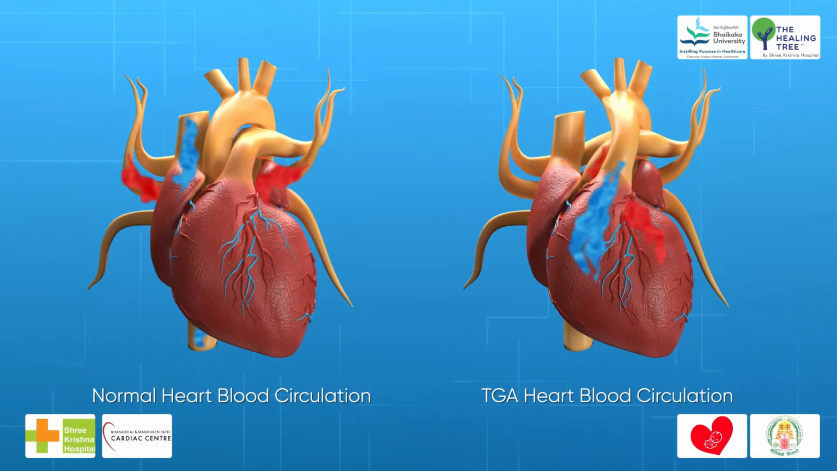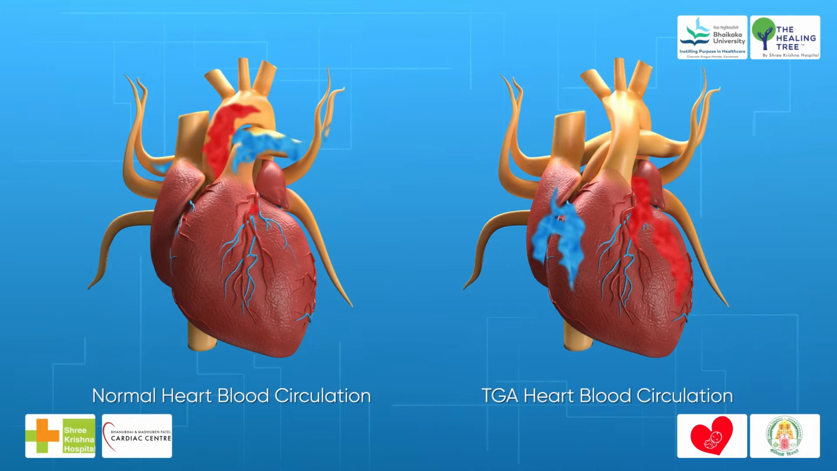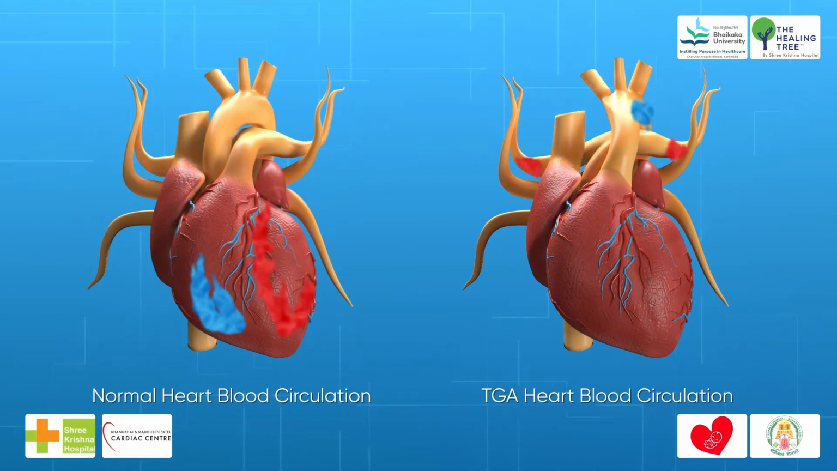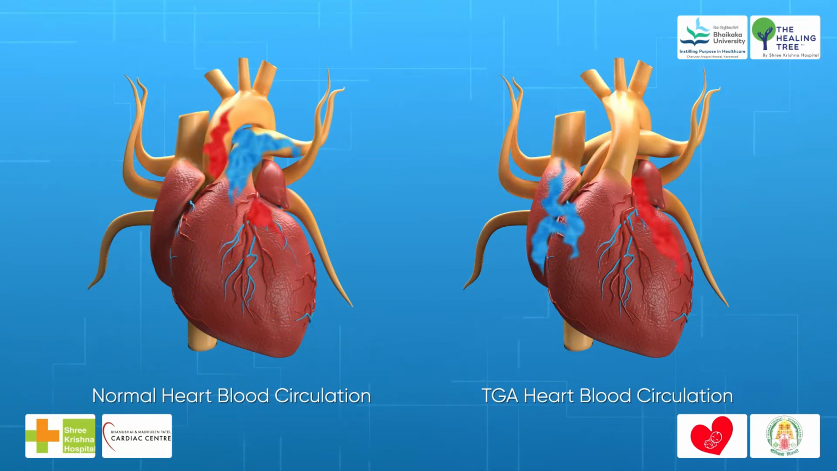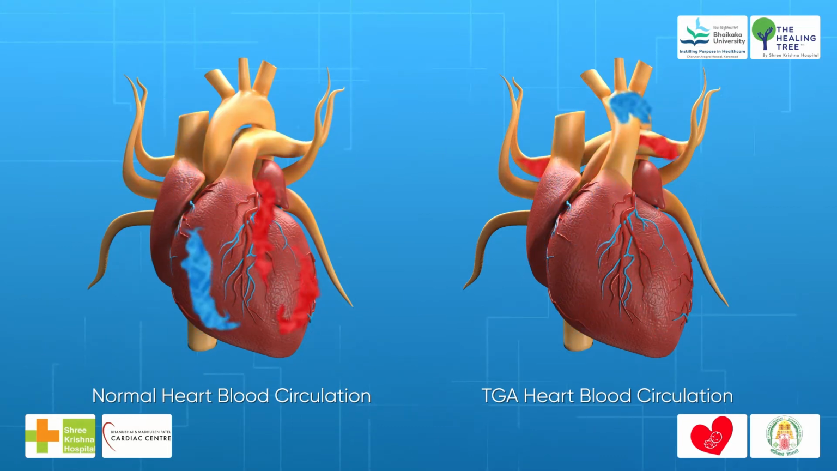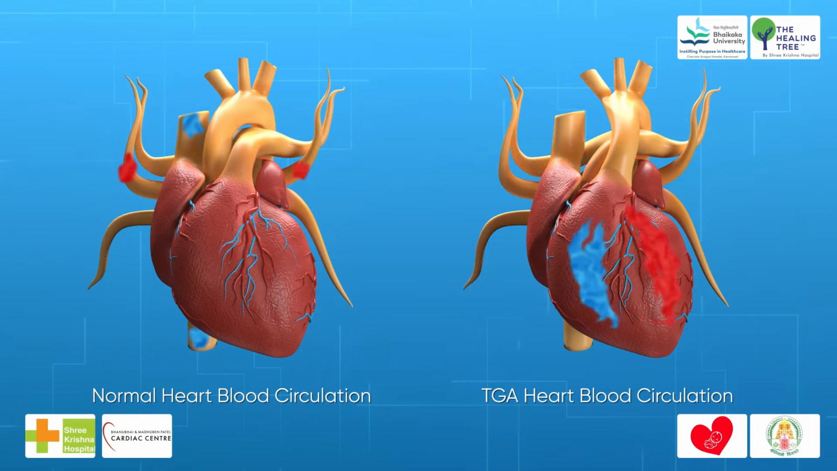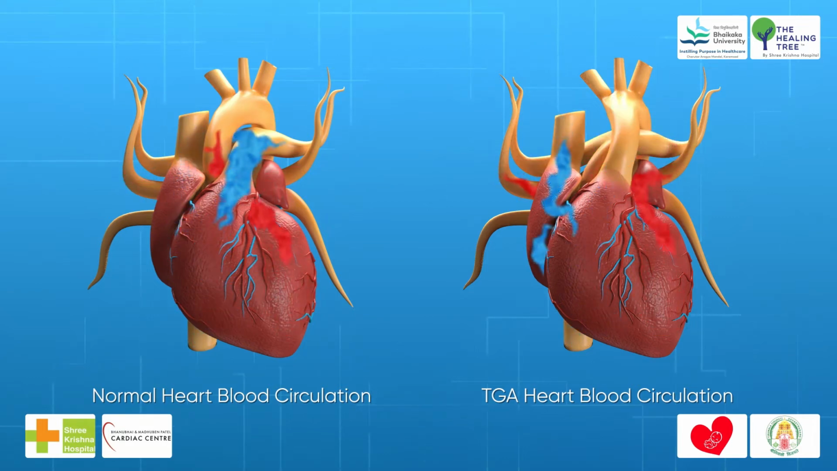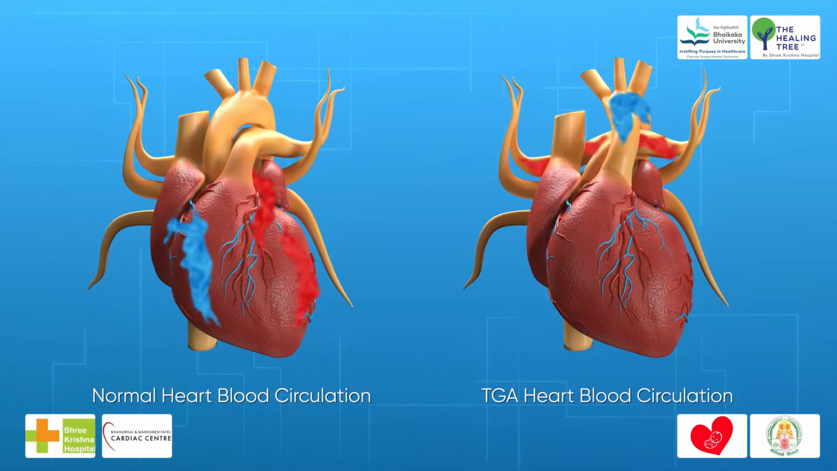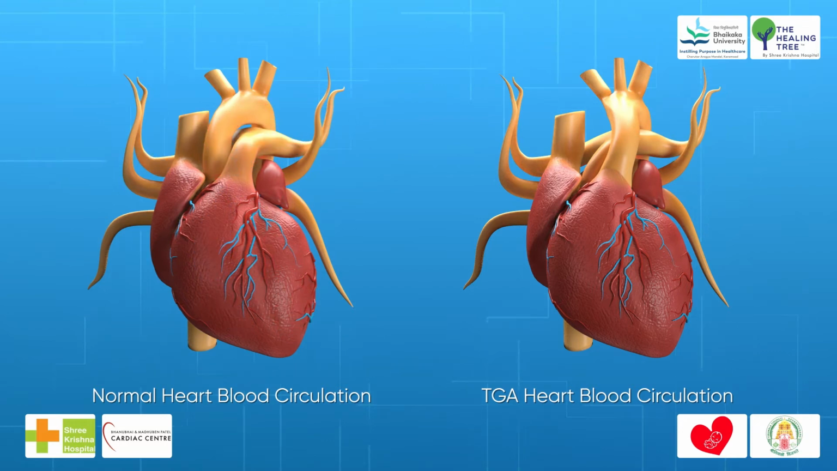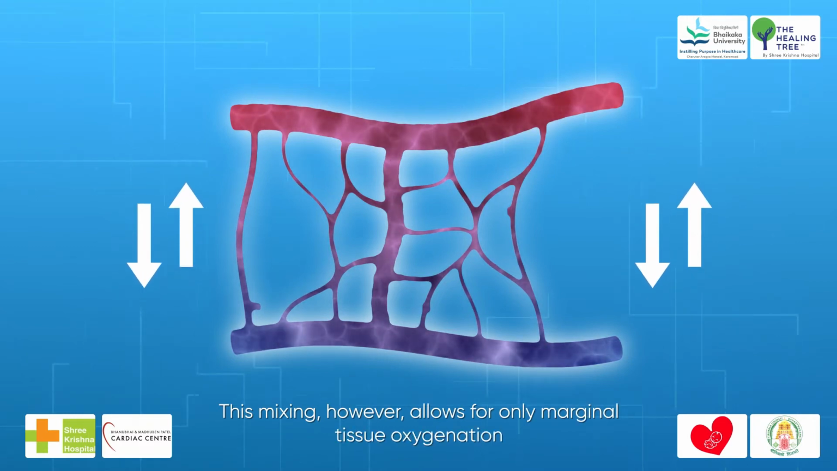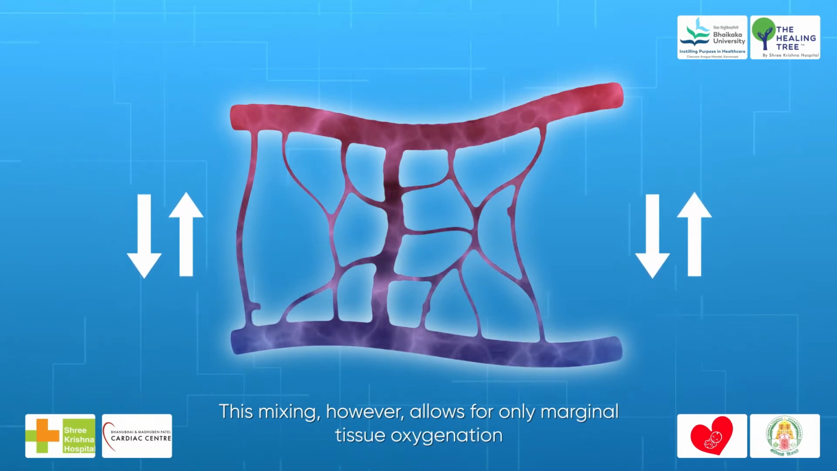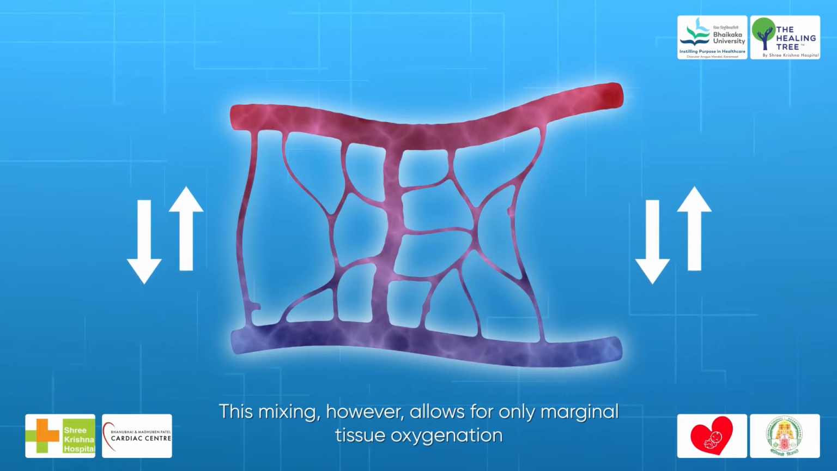Patients with TGA and intact ventricular septum survive because of aortopulmonary flow through a patent ductus arteriosus, often enhanced by prostaglandin E1, and a left-to-right atrial shunt through a dilated patent foramen ovale caused by high left atrial pressure and an incompetent flap of the foramen ovale. This mixing, however, allows for only marginal tissue oxygenation, which is not improved with higher concentrations of inspired oxygen.